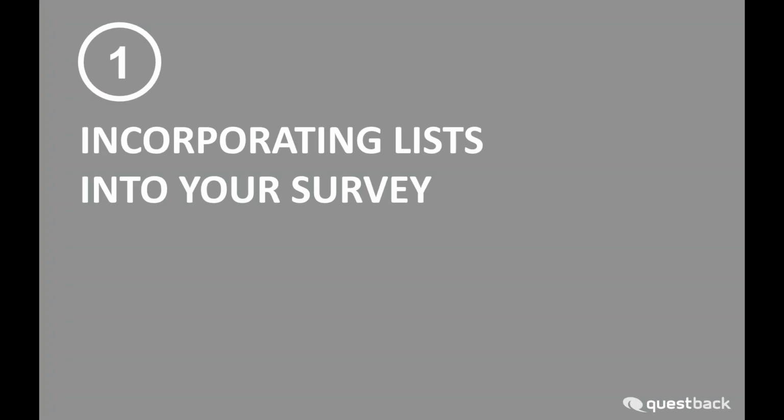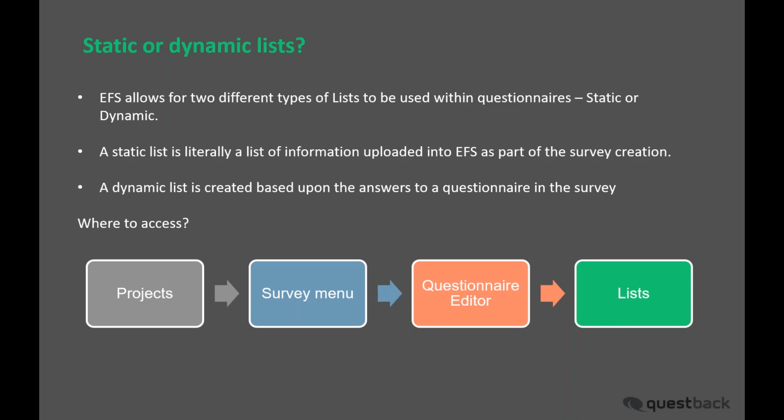So without further ado, let's look at incorporating lists into your survey. We have two kinds of lists here at Questback that we can implement in the system: static or dynamic. A static list is literally just a list of information, uploaded or typed in as part of the survey creation. In many ways, it's very similar to the answer options you might put into a standard question. It's just an item after an item after an item. It could be a range of counties of the UK and things like that. It's literally a list as long as you want it to be, within reason, that you can upload via CSV or Excel, or type in.